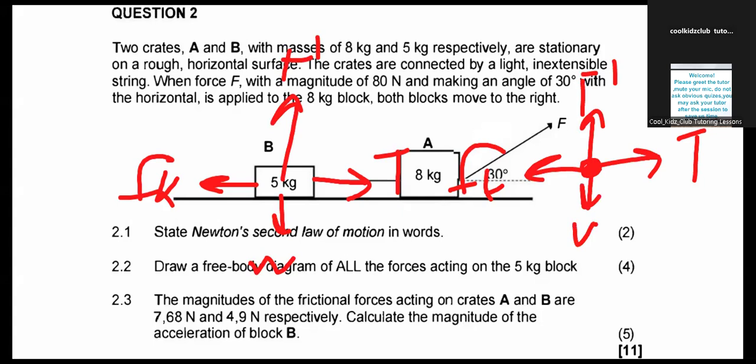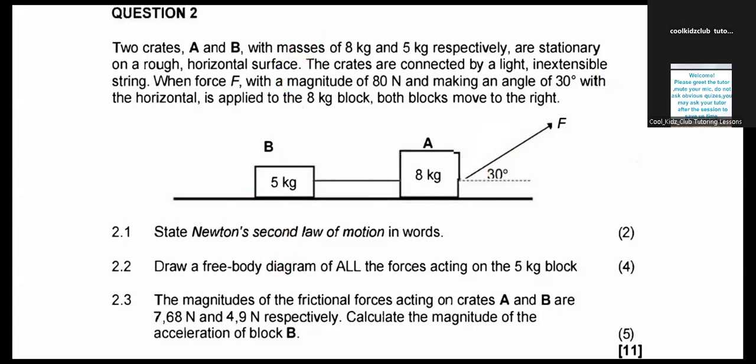So remember, they didn't say draw the free body diagram for the 8 kg, but you will need it when you calculate or to form the formula. We'll get there when we have to calculate. So this is how you draw that box. So let's go and continue for the 2.3.